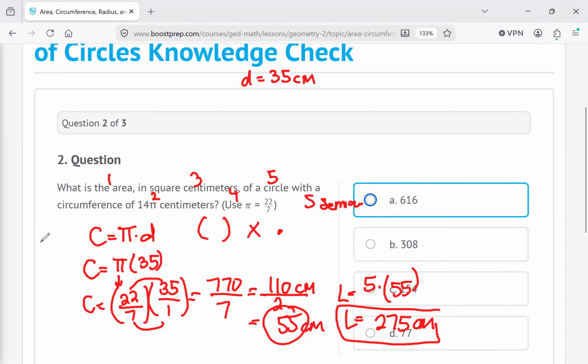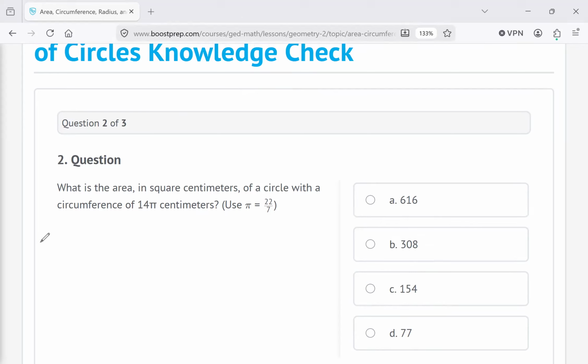Okay, question two says, what is the area in square centimeters of a circle with a circumference of 14 pi centimeters? Use pi equals 22 over 7. So what is the area in square centimeters of a circle with a circumference of 14 pi?